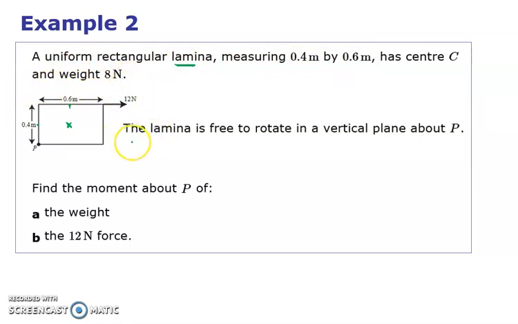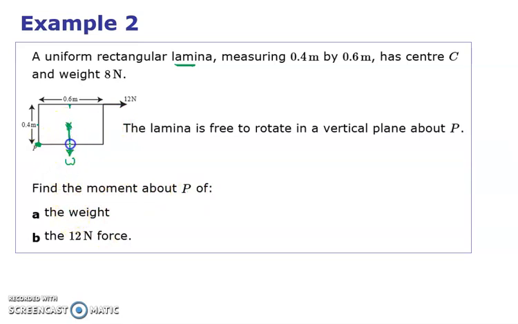The lamina is free to rotate in a vertical plane about P. Alright, so it's rotating about there. And of course the weight is acting straight down, I've said here. So this is where the weight is acting. And we've got this other force over here, the 12 Newton force. But it says initially, find the moment about P of the weight. Now, the fact it's up there doesn't really matter.